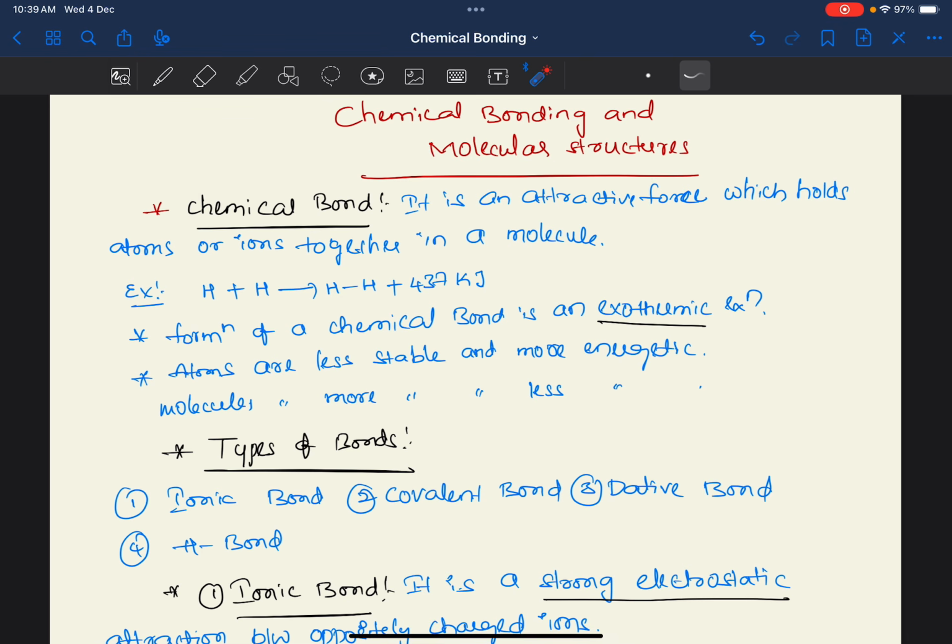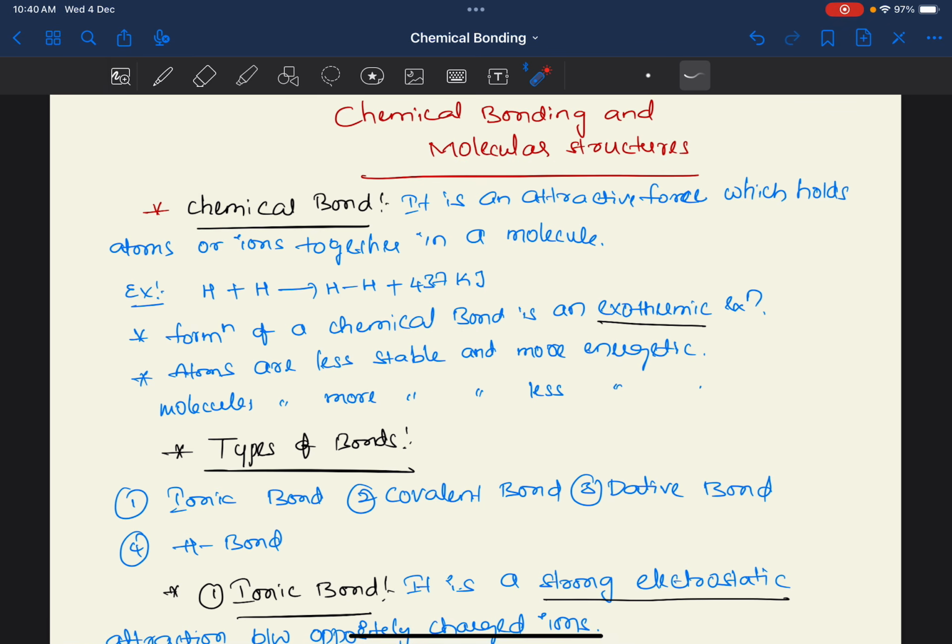Now, what is the definition of chemical bond? A chemical bond is nothing but an attraction. It is an attractive force which holds atoms or ions together in a molecule.